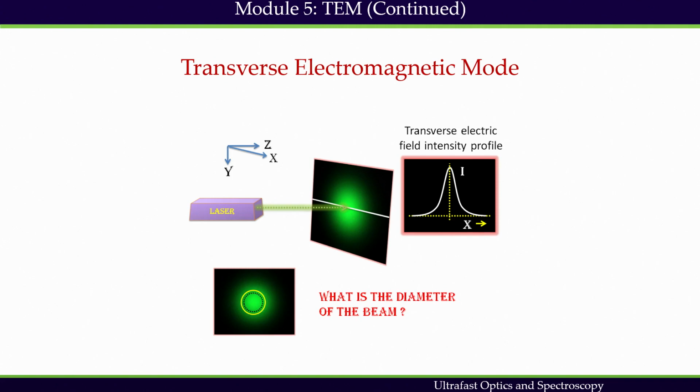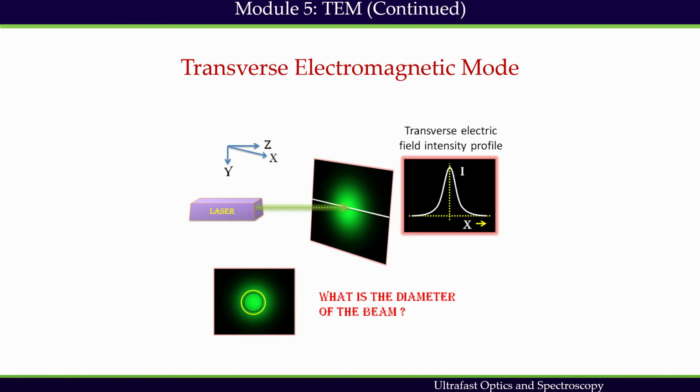rays are an idealized or oversimplified model of the laser beam. In reality, a laser emits a beam of finite width or diameter. If a piece of paper is placed in the laser beam, we get the cross-sectional area illuminated by the laser beam, as shown here. What we observe is called the transverse electromagnetic mode of the laser.